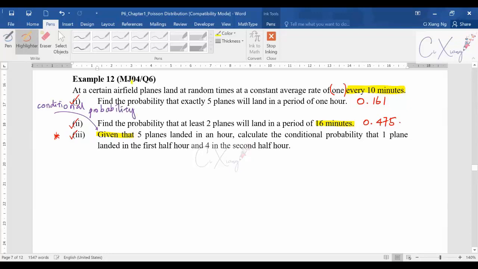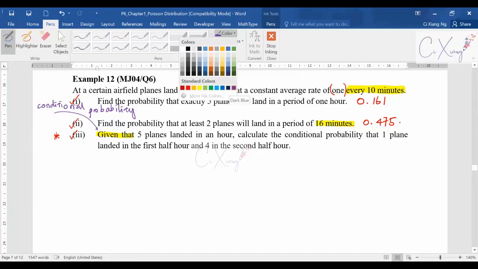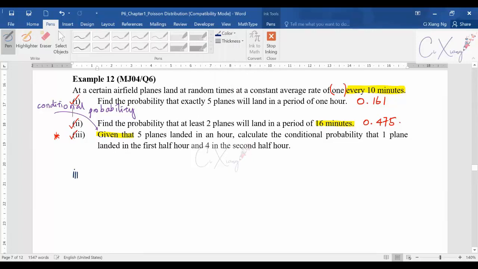They say given that 5 planes landed in an hour, calculate the conditional probability that 1 plane landed in the first half hour and 4 in the second half hour. This question becomes a bit complicated because of the conditional probability. So I will write out the symbols first. They want you to calculate the probability, given that what? The "given that" you have to write after the slash. Given that 5 planes landed in an hour, it should be X equals 5.